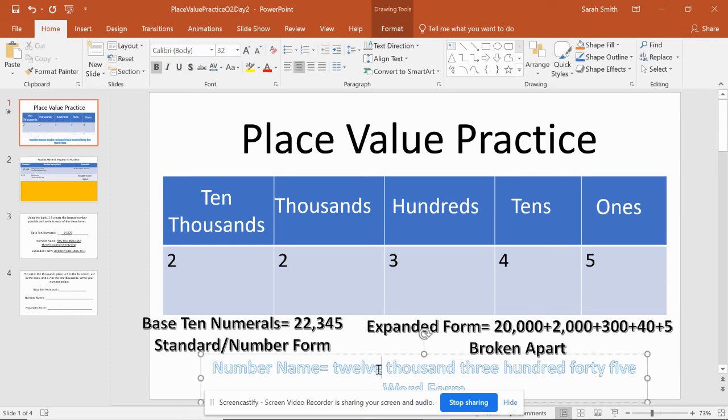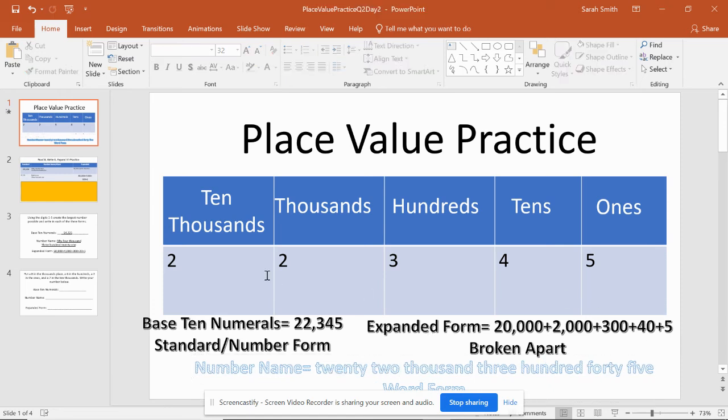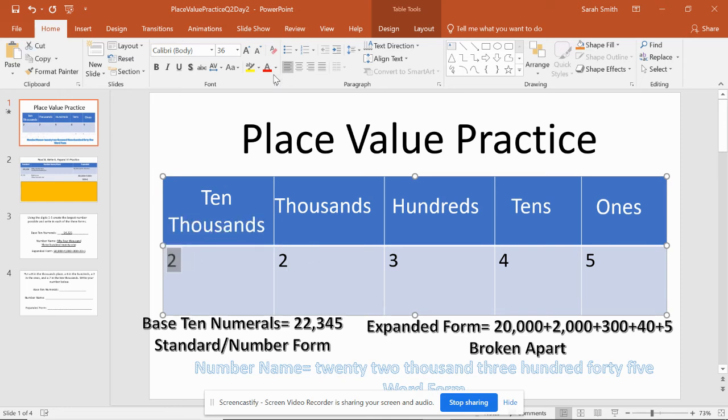22,000. Okay, I changed all those. Perfect. So now what I'm looking at is a 2 here and a 2 here. The thing that's important to notice about the 2 here is that it is in the 10,000s place. And the 2 here is in the thousands place, okay?